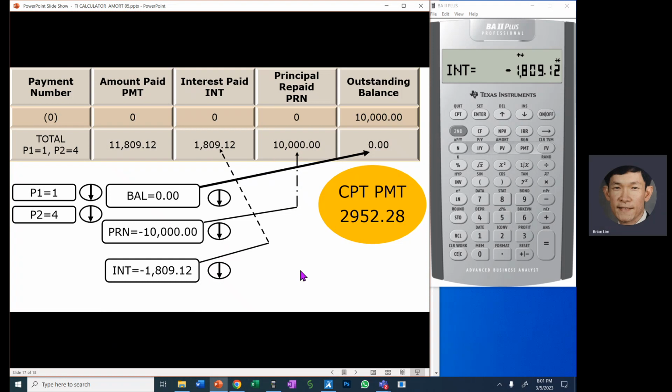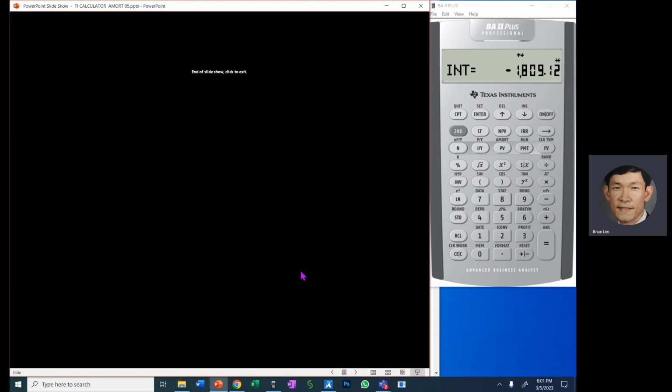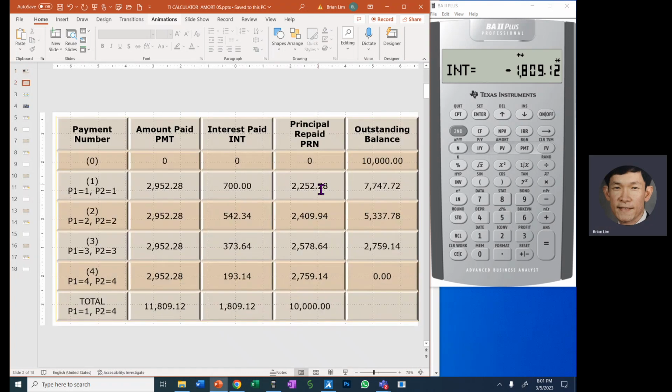All right, and we can have a look at the complete schedule. It is right here. This is the complete schedule, right? So there we are, and that is what was done. So each payment reduces the balance or the principal by the amount that was repaid on the principal. Okay, so that's why this balance keeps getting smaller and eventually gets paid off completely.